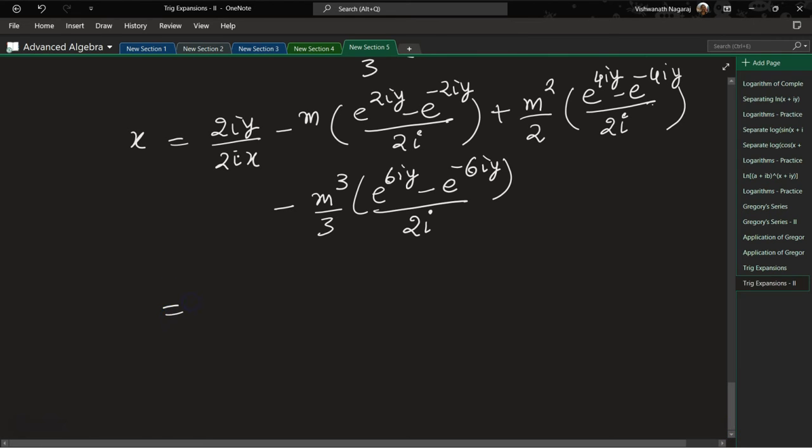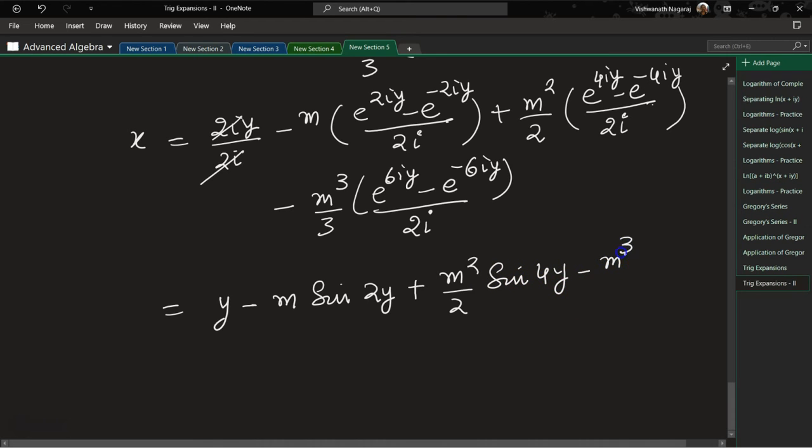Now here 2i and 2i cancel. This x will not be there here. x we will leave on the left hand side. Okay, so we are left with y minus m. What is this? This is going to be sine 2y plus m square by 2 sine 4y minus m cube by 3 sine 6y. And on and on, right?